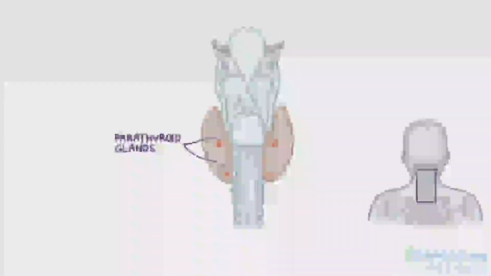Now, the parathyroid glands are small, flattened, oval endocrine glands which secrete a hormone called parathyroid hormone, or PTH. These glands are usually located on the medial half of the posterior surface of each lobe of the thyroid gland inside its fibrous sheath. There are typically 4 glands, but this can vary.